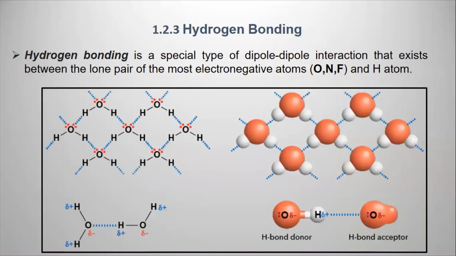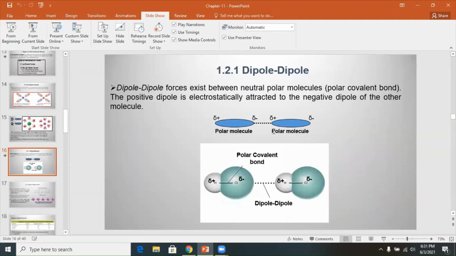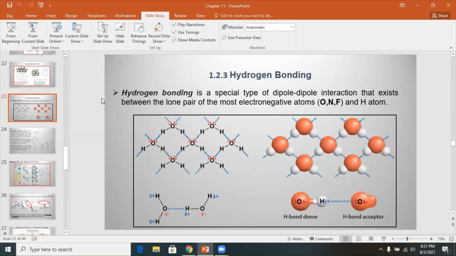Now, the last type of intermolecular force comes to its name, which is hydrogen bonding. So hydrogen bonding is a dipole-dipole interaction. It's this type of interaction. But why did we not call it a dipole-dipole? Why do we call it hydrogen bonding? Because first of all, it is much stronger than a dipole-dipole. The hydrogen bond is a much stronger bond than the dipole-dipole.